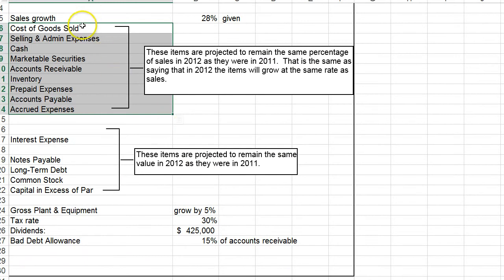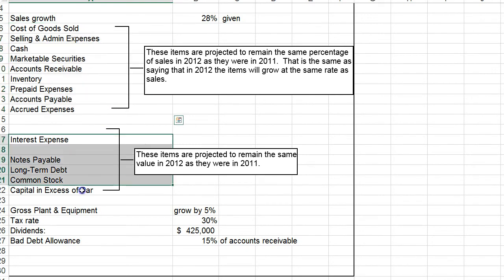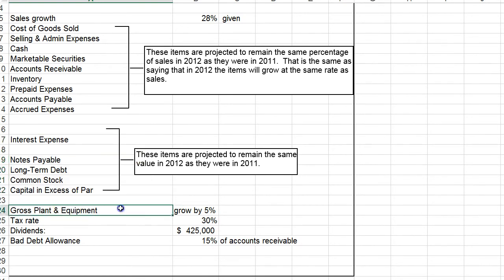Okay, so we know that all these are going to grow. We just simply increase these by 28%. These items here are not projected to increase with sales. They're projected to remain the same. So we just have to copy the number over from the previous year. Plant and equipment will grow by 5%. The tax rate is 30%. Our dividend is 425%. And the bad debt allowance for next year is 15%. So those are all special cases.